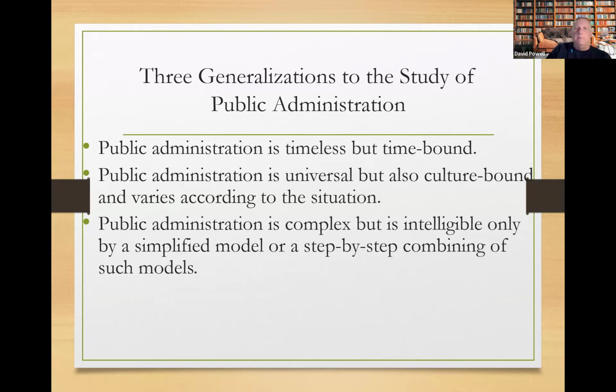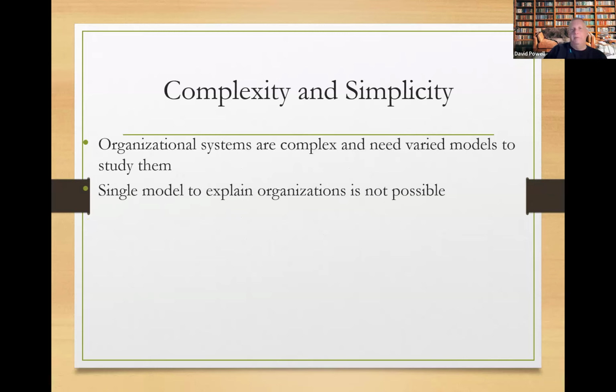We also then know the third generalization is that public administration is complex, very complicated, but it's intelligible by simplified models or a step-by-step combining of models, meaning that it's a very complex world in public administration. That was the premise of Wilson's article, that in the 1880s, public administration had become highly complex. Imagine if Woodrow Wilson saw public administration today and how complex it is. Whenever you're trying to explain complex phenomena, you need to do it by creating theories and models. Whenever there's the need to create theories and models, that suggests the need for an academic discipline. One of the primary elements of an academic discipline is the creation of theories and models for understanding phenomena. So again, we're building toward this discussion of public administration as a discipline. But before we get there, let's delve a little more in depth into this idea of complexity within public administration.